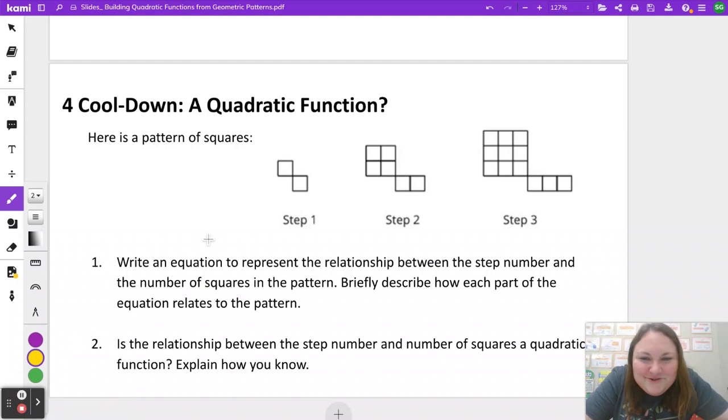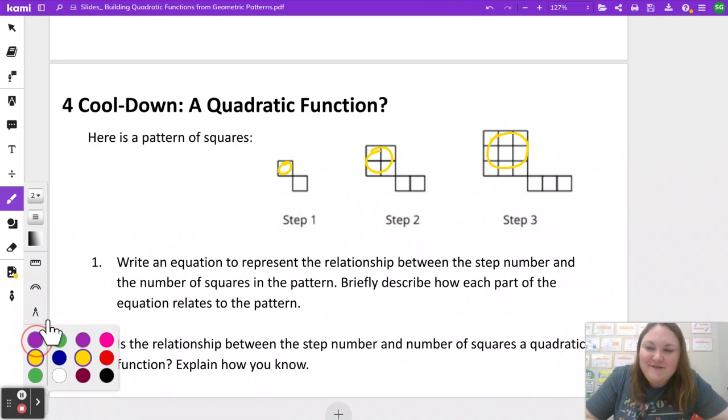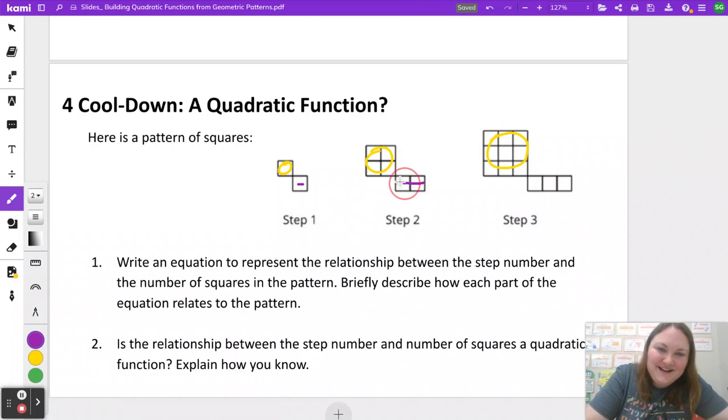All right, hopefully you tried this problem here. So you're looking at the pattern. We notice for step 1, a 1 by 1 square, step 2, a 2 by 2 square, step 3, a 3 by 3 square. So that right there is part of our quadratic pattern. We see that expanding square piece. For step 1, I see 1 extra square. For step 2, I see 2 extra squares. For step 3, I see 3 extra squares.